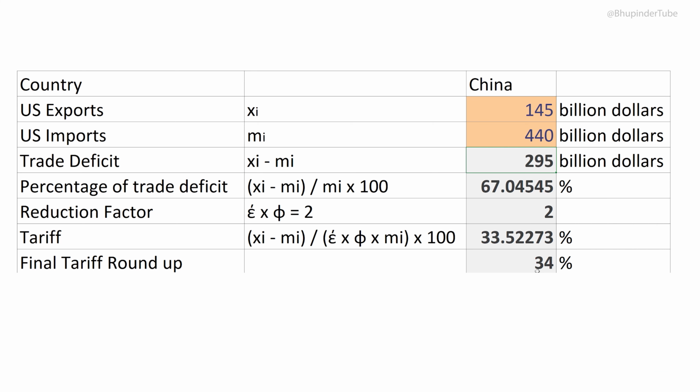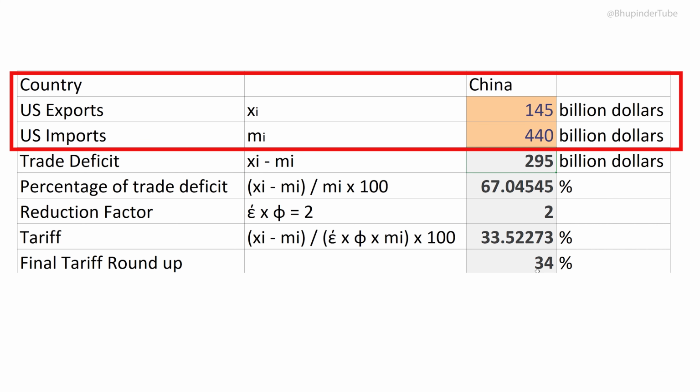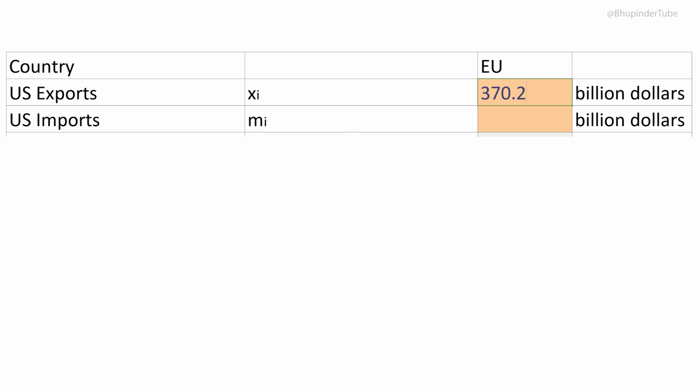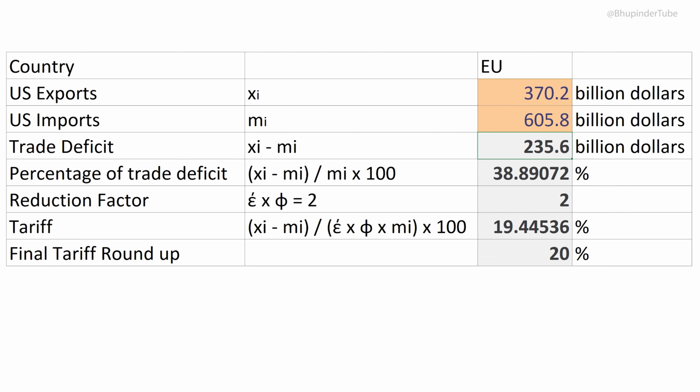So if you know a country's imports and exports to the US, you could easily calculate the tariff on that country. As another example, in this Excel sheet for the EU, European Union, US exports are $370 billion and US imports are $605.8 billion. And similarly, you get a 20% imposed tariff on the EU.